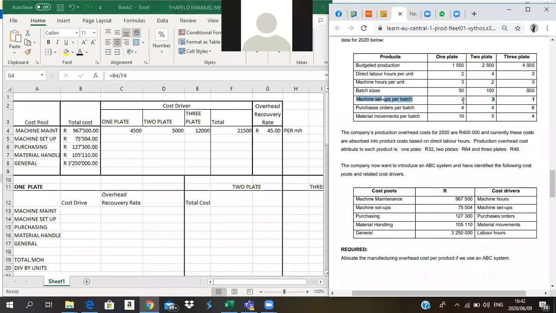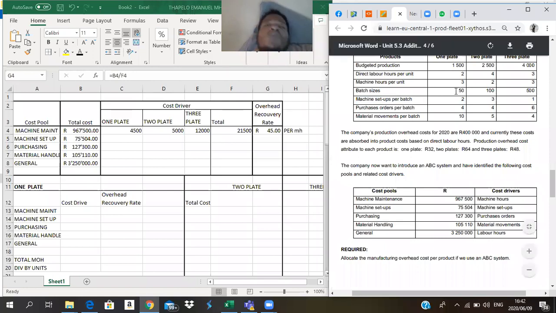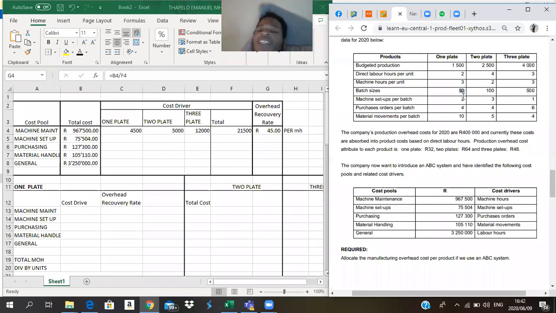Then, I'm now given here the batch size. They tell me that for one plate, each and every batch has 50 units. But I know that the total units is 1.5. So with these two numbers here, I can work out my number of batches by taking my total units divided by my batch size. If you take 1.5 divided by 50, you're going to get your number of batches, and then you multiply by these two to get your total number of setups.